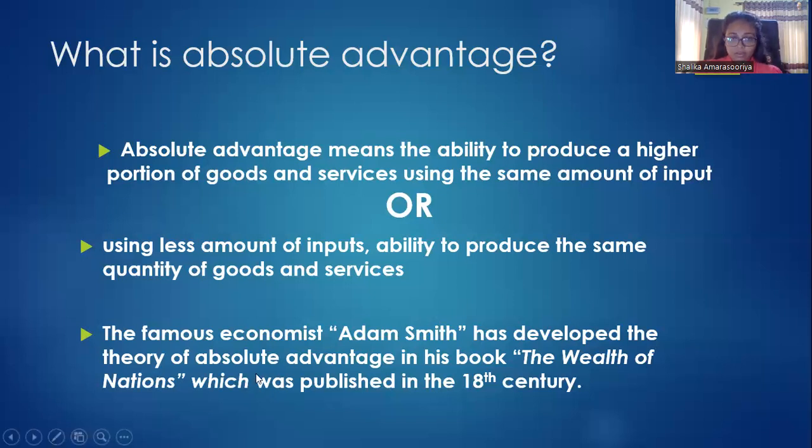The famous economist Adam Smith developed the theory of absolute advantage in his book The Wealth of Nations. This book was published in the 18th century. Okay, now let's understand absolute advantage using an example.